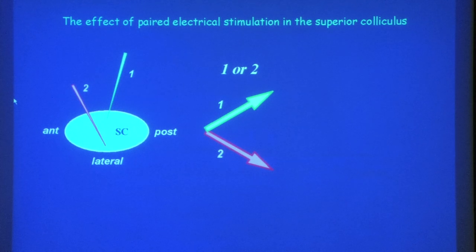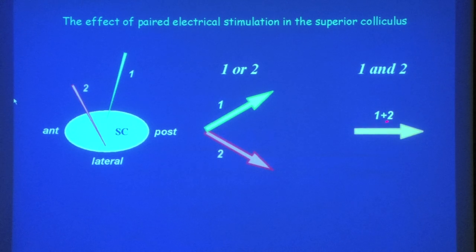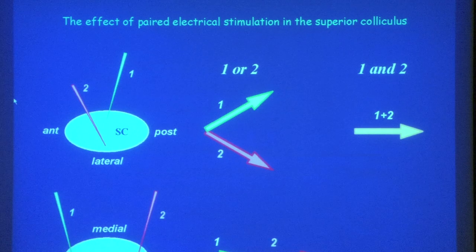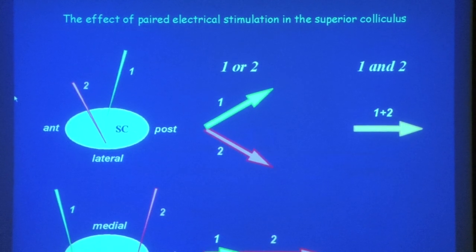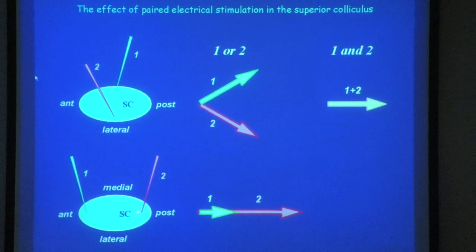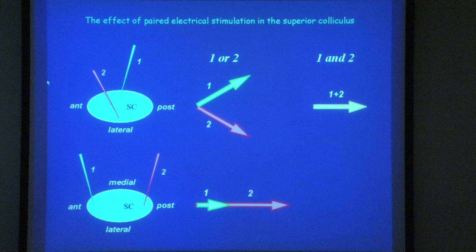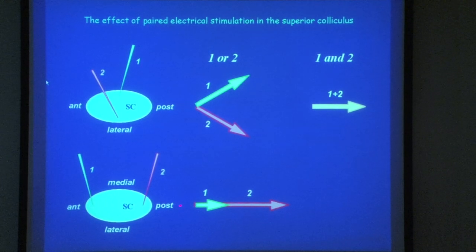Well, there are a number of hypotheses that have been proposed. And by now, it's been well established that what happens is that you get a vector average saccade, not vector summation, but vector averaging. Okay? Now, to prove that that is indeed vector averaging, take the same experiment, but put one electrode in the anterior portion and the other electrode in the posterior portion of the colliculus. This one, of course, generates a small saccade, and this one a large saccade.